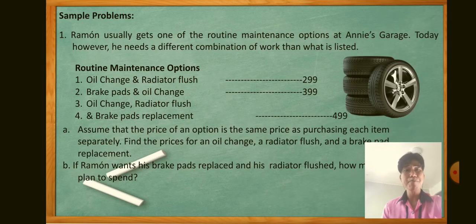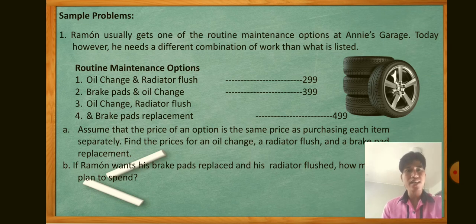For example, here, we apply linear system in automotive technology. So, sample problem. Ramon usually gets one routine maintenance option at Annie's garage. Today, however, he needs a different combination of work than what is listed.